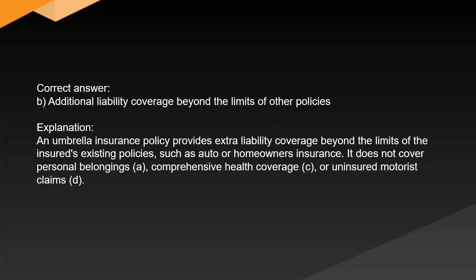Correct answer: B. Additional liability coverage beyond the limits of other policies. Explanation: An umbrella insurance policy provides extra liability coverage beyond the limits of the insured's existing policies, such as auto or homeowners insurance. It does not cover personal belongings (A), comprehensive health coverage (C), or uninsured motorist claims (D).